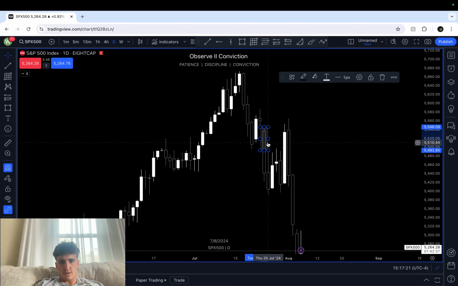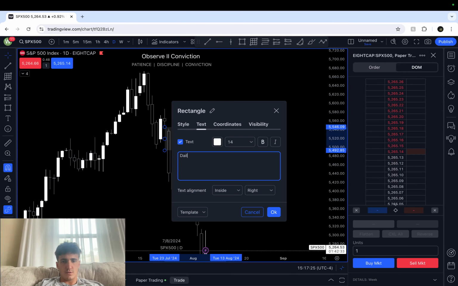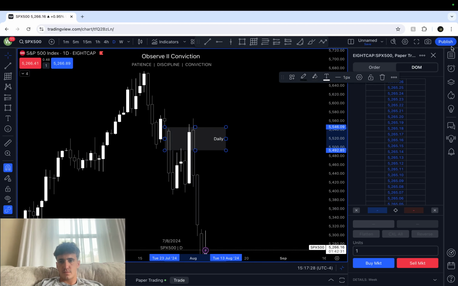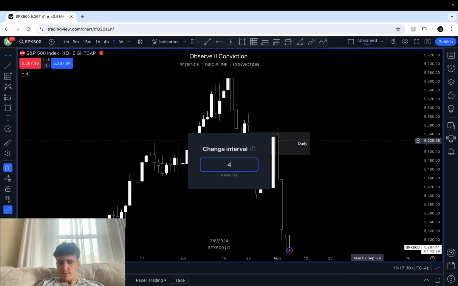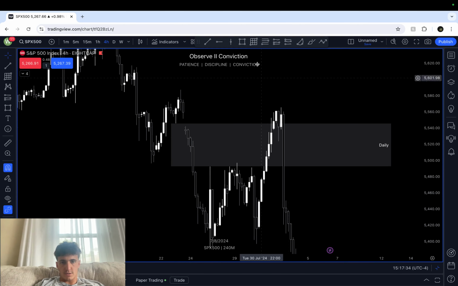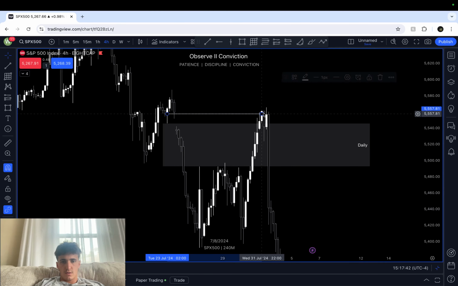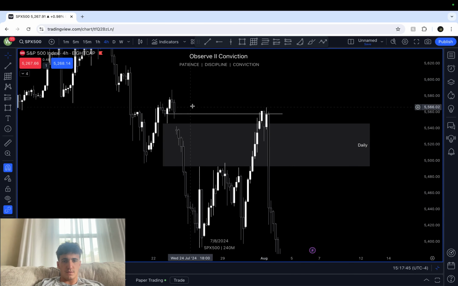Right here, this daily fair value gap. We'll put daily. Go down like the 4 hour and try to align it with more things. Oh my gosh, this is like a 4 hour order block right here. So that's like 2 higher time frame things. There it is, the OB. So you have your double higher time frame things.